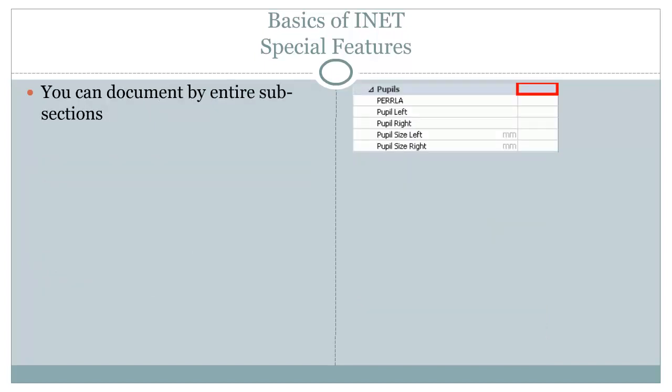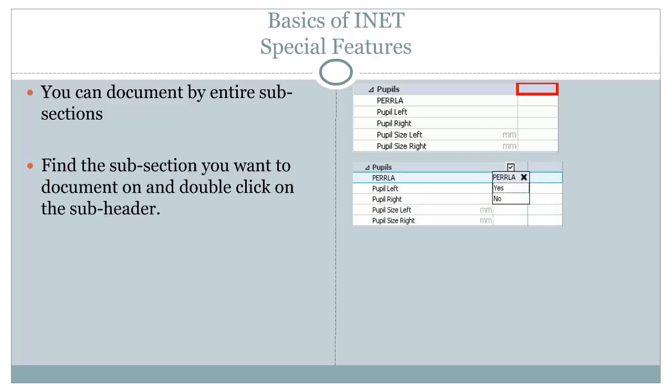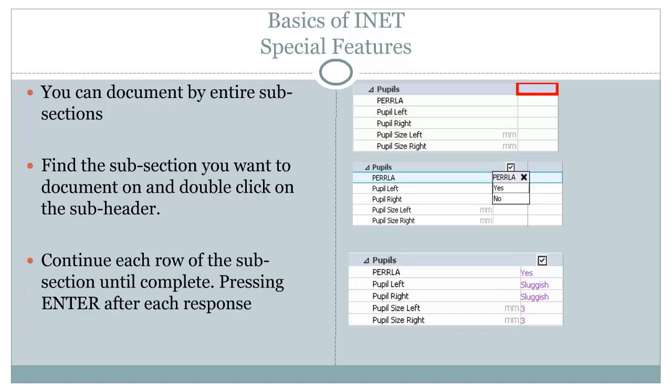Another way of documenting is by entire subsections. For instance, at the right you see pupils, and I want to document the entire subsection devoted to pupils. To do so, you need to find a subsection you want to document on, and once you find it, you double-click on the subheader, shown in the first screenshot on the right with the red box. Once you double-click on the header, it will populate and activate the actual fields to be documented below that subsection, as shown on the second screenshot.